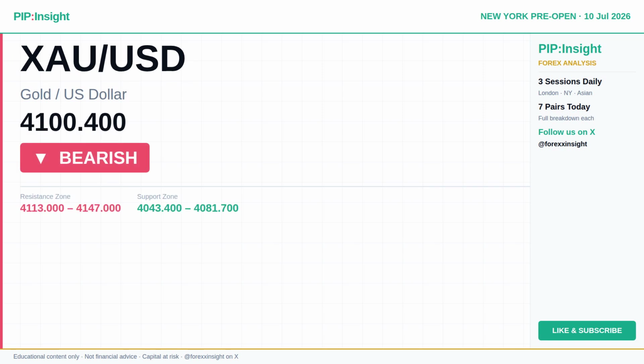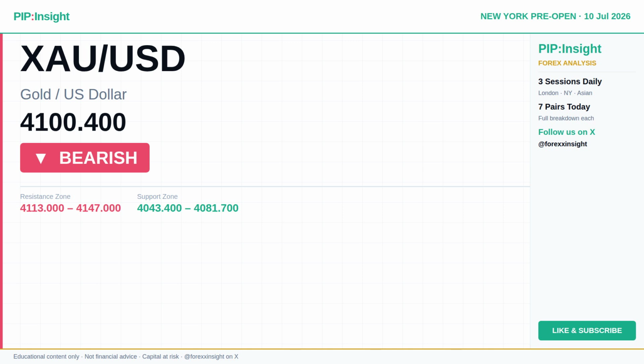If you've been waiting for the gold segment, here we are, and there's plenty to unpack heading into the New York Open. Gold is sitting right around $4,100 as we move into the US afternoon session, and the structure across the 4-hour, 1-hour, and 15-minute charts is all pointing in the same direction, lower.